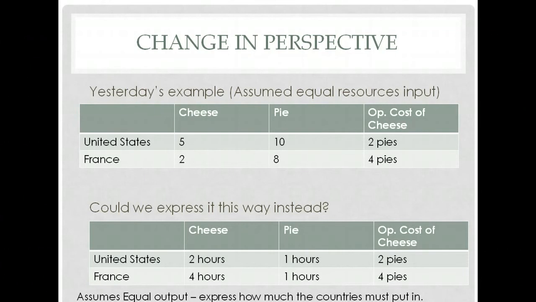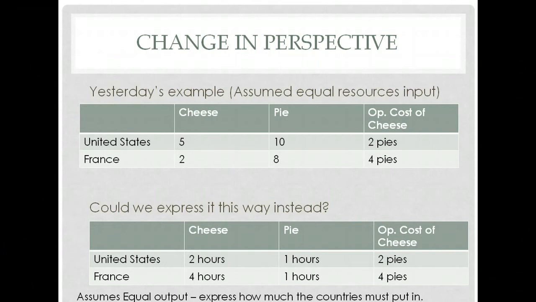Instead of saying how much we're getting out, could we say how much do we need to put in to get cheese and pie? So in this example, what we're saying is in order to get 1 piece of cheese, the U.S. needs 2 hours of time. And in order to get 1 piece of pie, the U.S. needs 1 hour of time. As opposed to France, who needs 4 hours of time to get cheese and 1 hour of time to get pie. And it turns out the opportunity cost for both is the same.